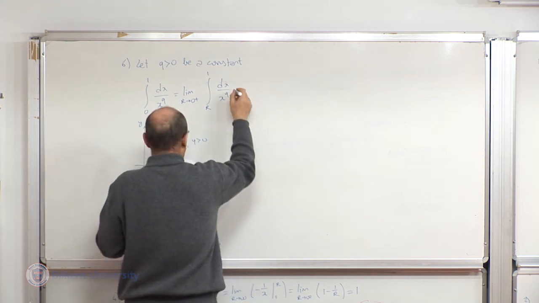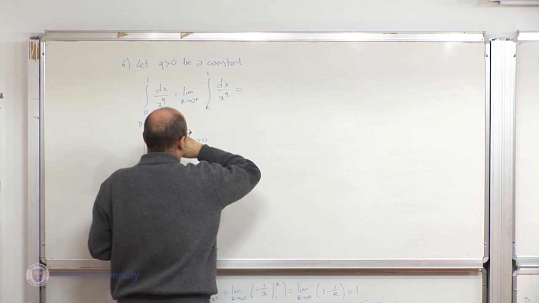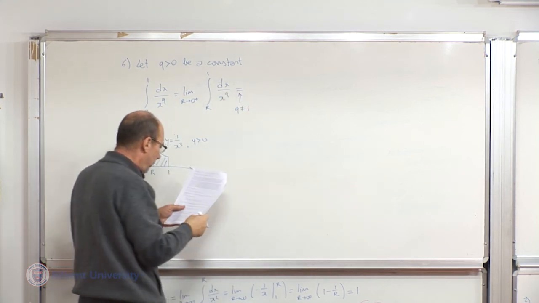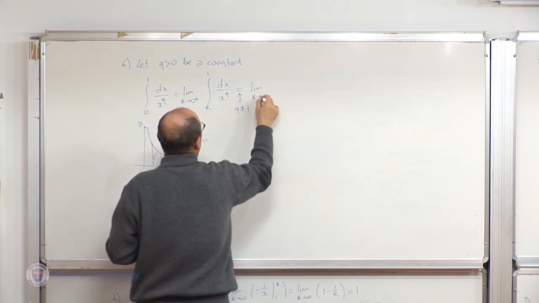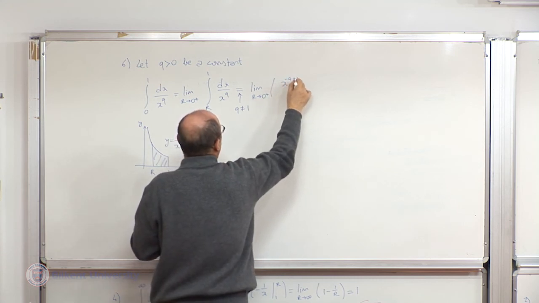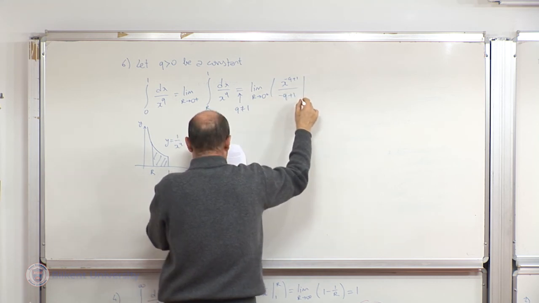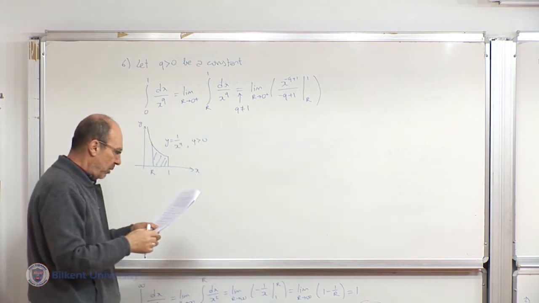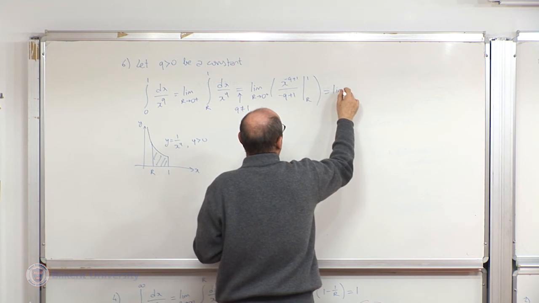So again, let us assume that q is different than 1. Then this is the limit as r goes to 0 from the right. So let me write x to the minus q plus 1, over minus q plus 1, from r to 1. So we evaluate this limit.